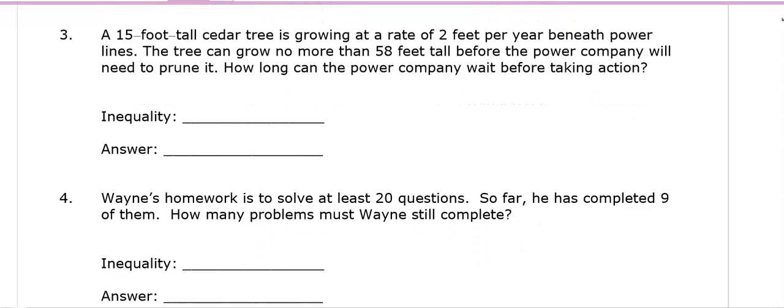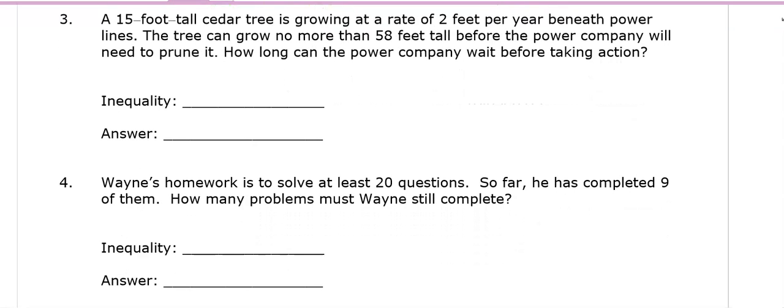Number 3, a 15-foot tall cedar tree is growing at a rate of 2 feet per year. There's our key. Beneath power lines. The tree can grow no more than 58 feet before the power company will need to prune it. How long can the power company wait before taking action? So it is going 2 feet per year. And let's see, what is it? It's already 15 feet. So plus the 15 feet it already is, has to be what? Then that 58 feet. Okay, the 58 feet is the most it can be. Okay, so it's going to be less than or equal to.